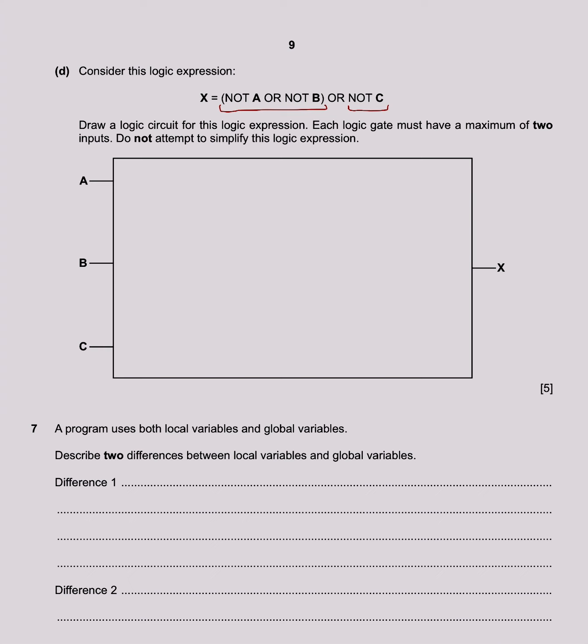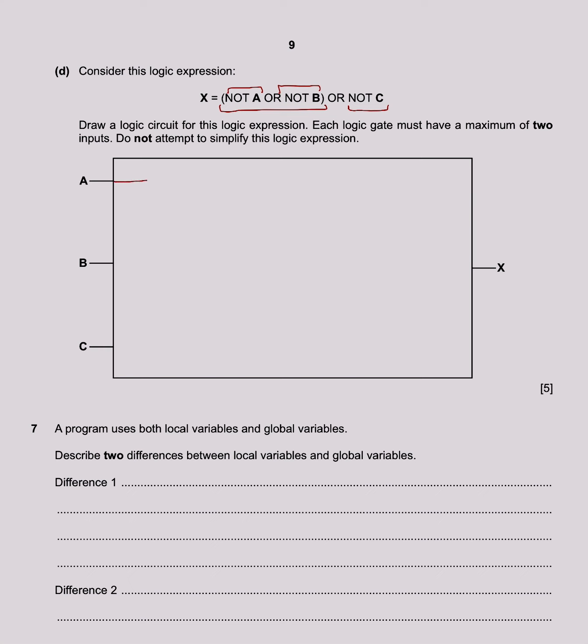Okay, so what I'm going to do is focus first of all on this first part of the expression, not A or not B, and I'm going to construct the logic circuit for that first. So we are looking at not A or not B, and these are ORed together. So first of all, we have to invert A.